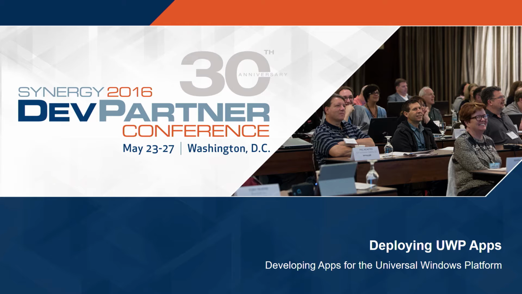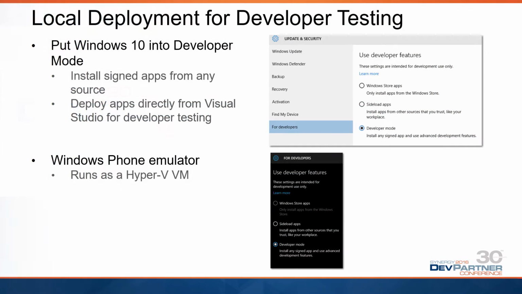Let's talk very briefly about deploying UWP applications, because this is an area that has changed an awful lot since Windows 8 was first released. When Windows 8 was first released, it was basically, if you develop a store app, as its name suggested, you had to go through the Microsoft Store, period. Now there's a lot more ways of doing that.